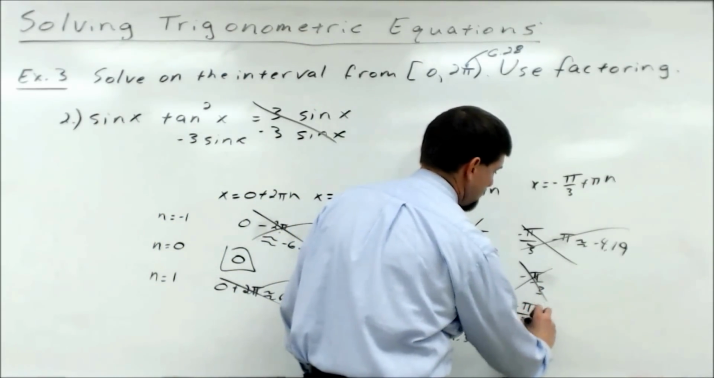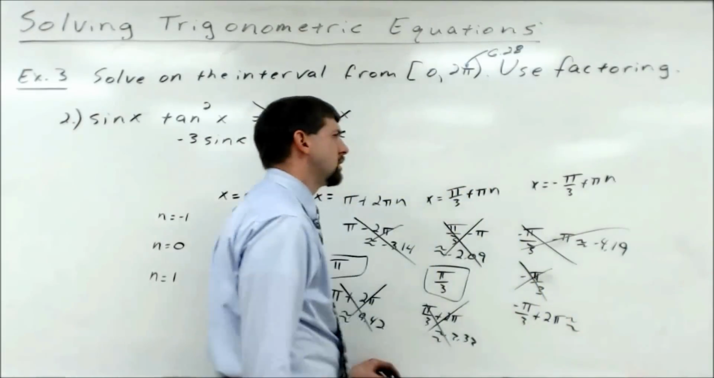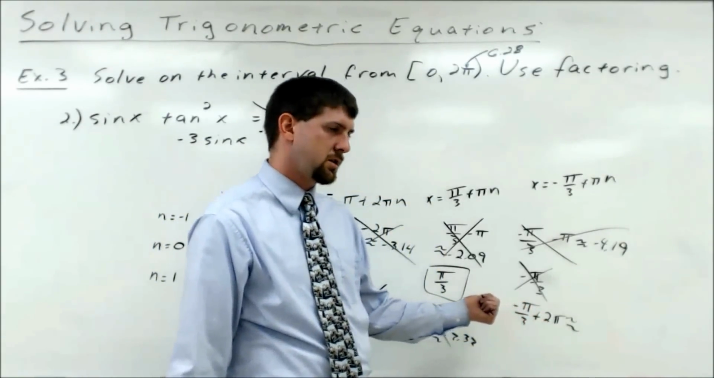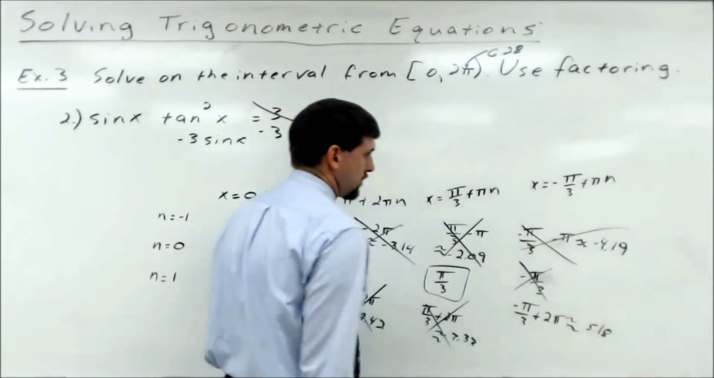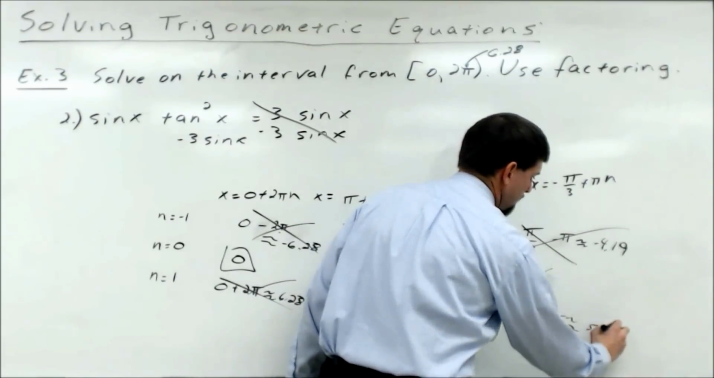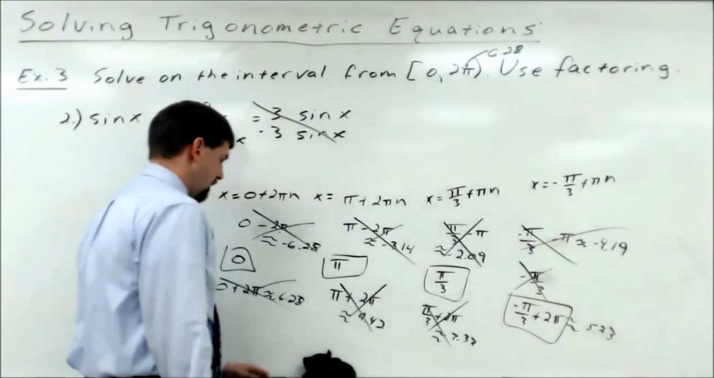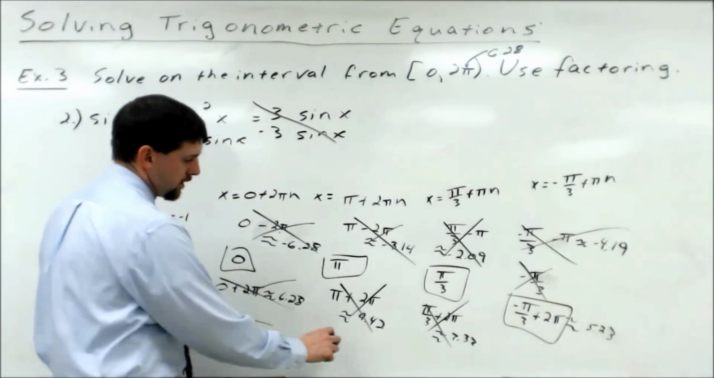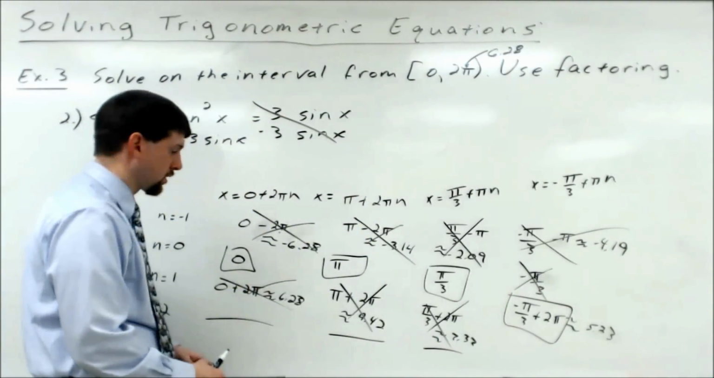Negative pi over 3 plus 2 pi. It's going to be approximately, we've done this one many times already, 5.18, or 5.23, I think. So again, it fits in the 0 to 2 pi. It works. So then we finish off n equals 2. Don't have to try it, because the one before didn't work.